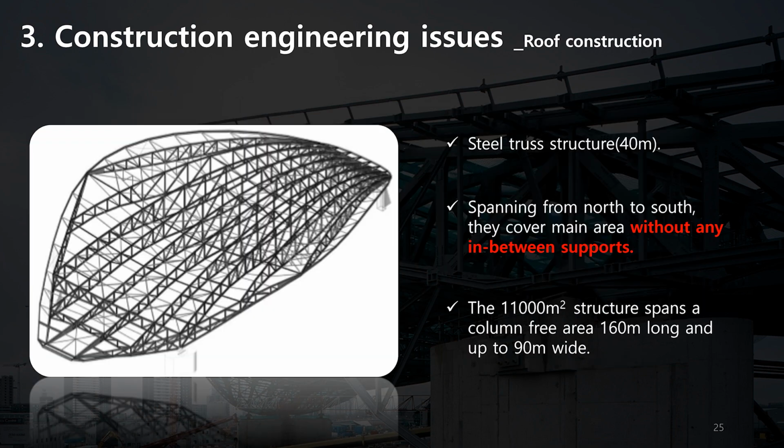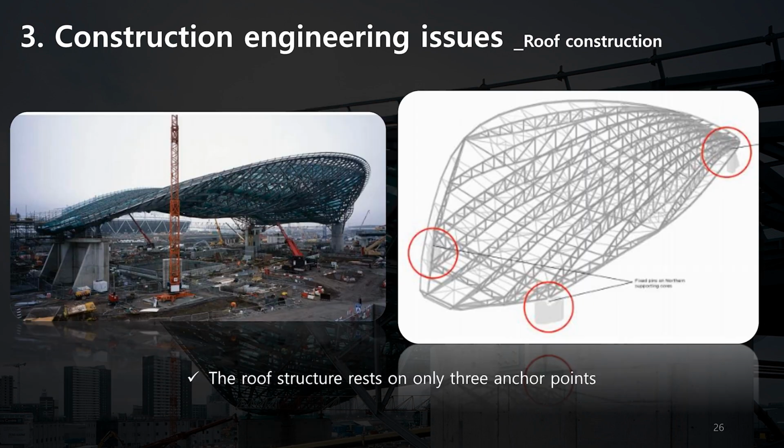The roof of the building is mainly made of steel truss structure. It spans from north to south, and they cover the main area without any in-between supports. The 11,000 square meter structure spans a column-free area 160 meter long and up to 90 meter wide. The steel structure of the roof rests on three anchor points: two smaller pillars at the northern end of the building and one large pillar at the southern end.